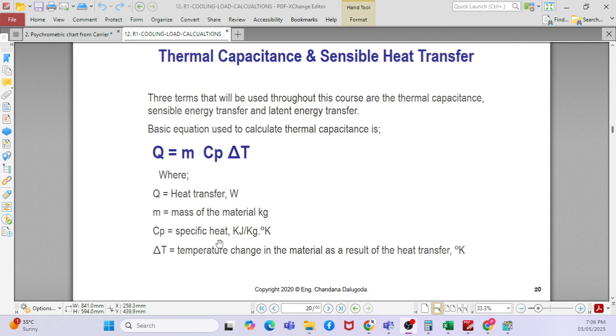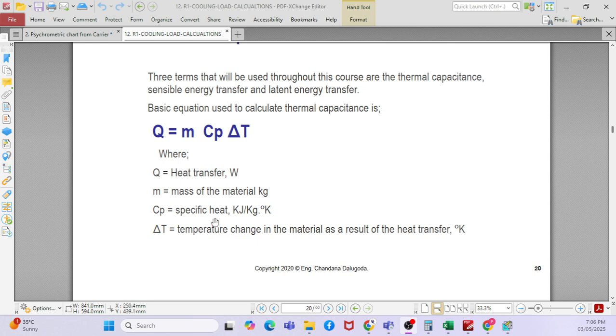Have you seen specific heat? I sent you one video. It is the amount of heat required to raise the temperature by 1 degree. Jeffrey also saw that video. Whatever videos I send you are all basics, because the basics will give you more idea. Next one, delta T, the temperature change in the material.